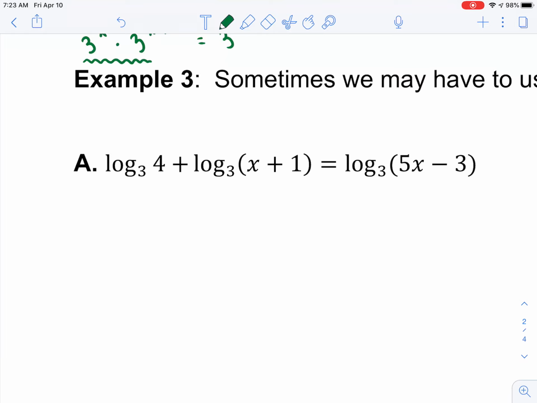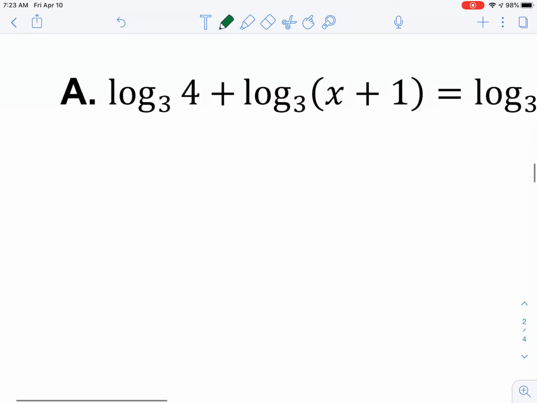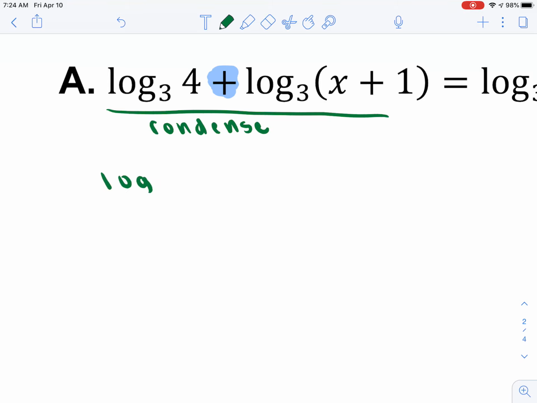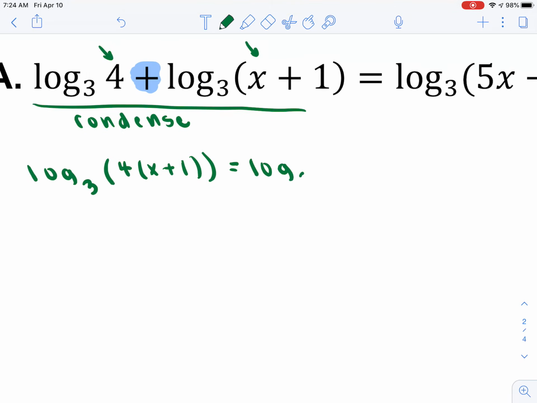But unfortunately, the properties of logs look a little different, and it's actually what you've been practicing the last 2 days. If you see a plus sign in between the 2 logs, remember that that means to make the product of the arguments. So I'm going to condense these 2 logs into 1 log by rewriting this as log base 3, and then I'm going to do the product of 4 and x plus 1. That's going to equal the other side.